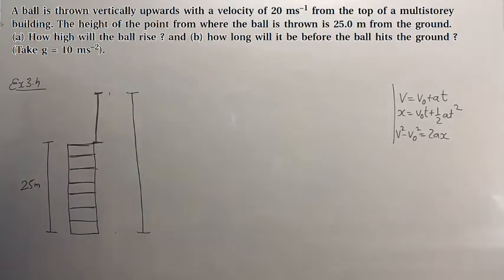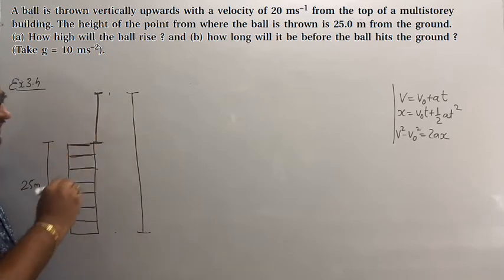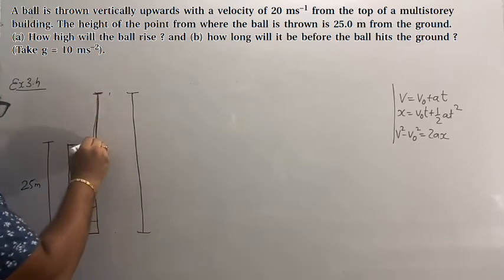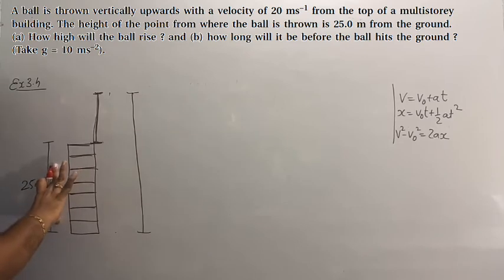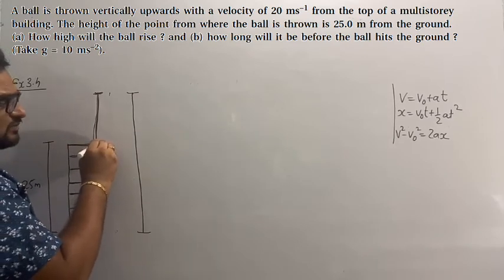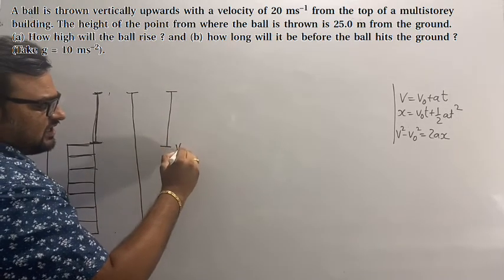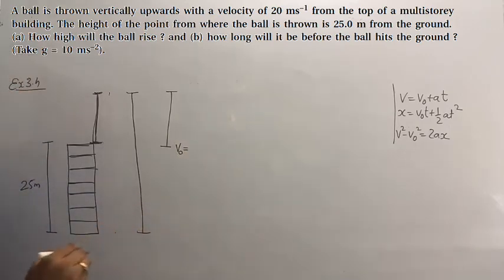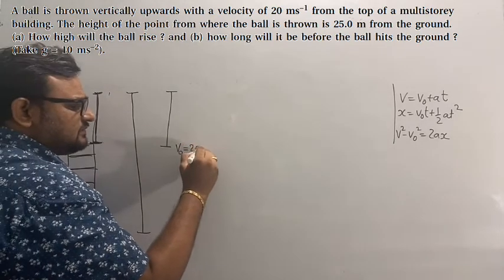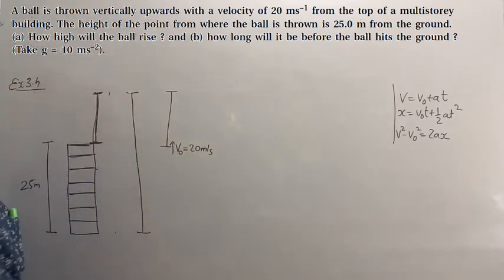Now see here, when the ball was thrown from this position, first let's calculate how high. Already 25 meter is there. So what is the velocity here? The velocity v0 is given, 20 meter per second, in the upward direction.